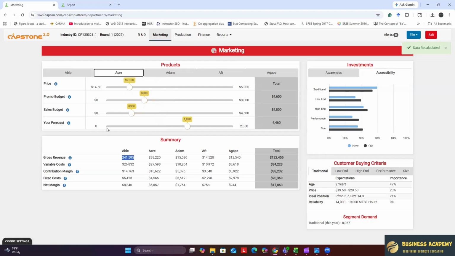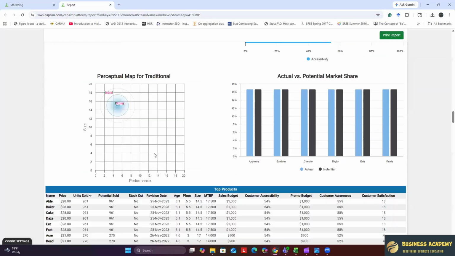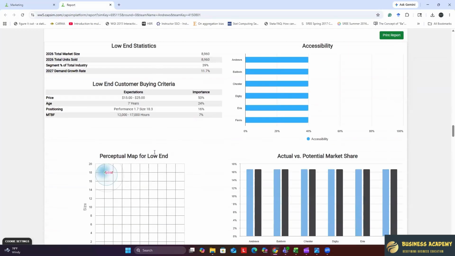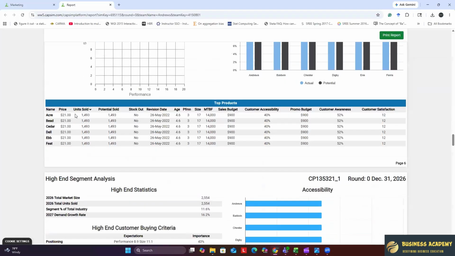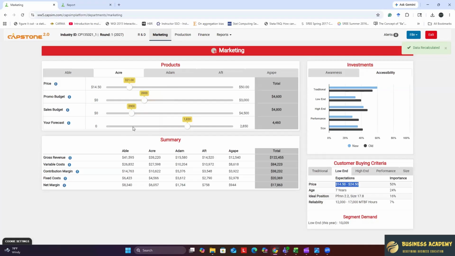Let's proceed with Acre here, which is your next product. It is the low-end customers. So they are willing to pay between $14.50 and $24.50. Okay, and when I actually look at the customer report, the low end, everyone charged $21 last round. Doesn't mean I have to charge 21 this round.